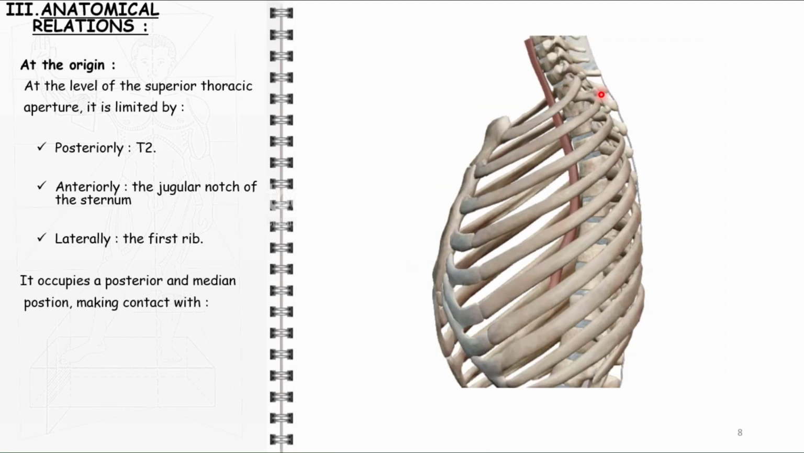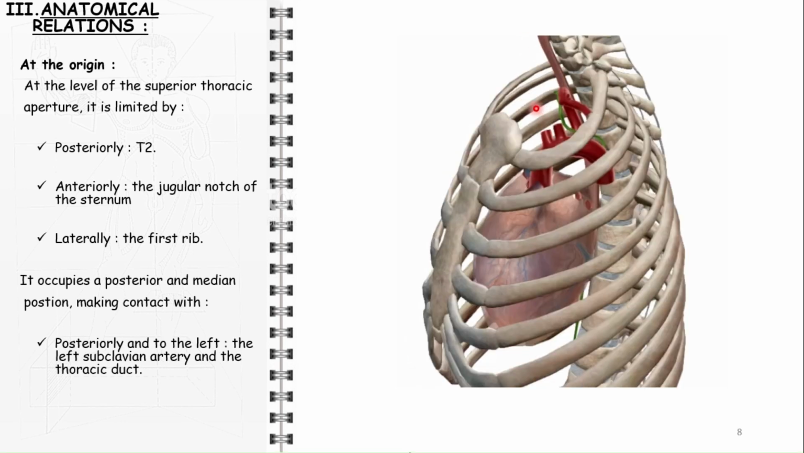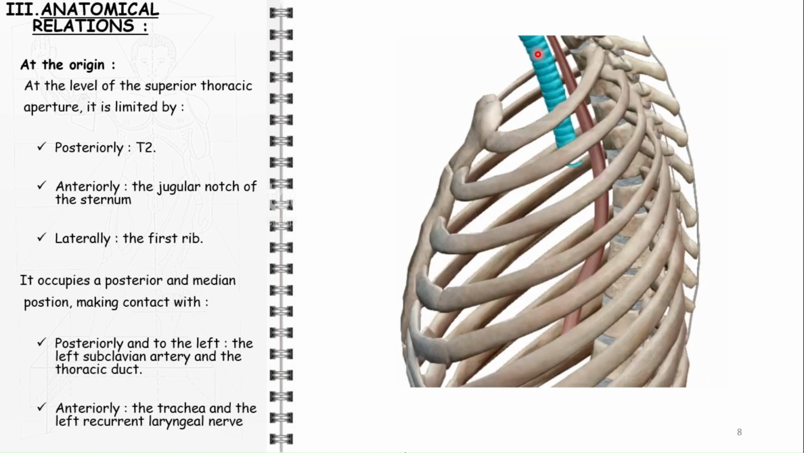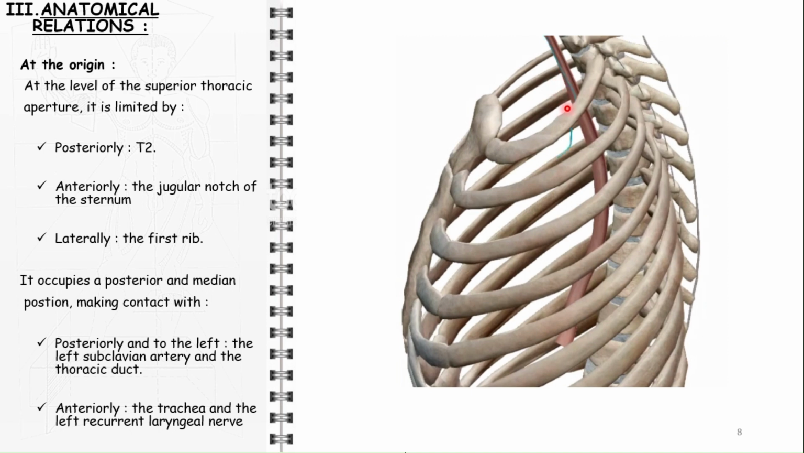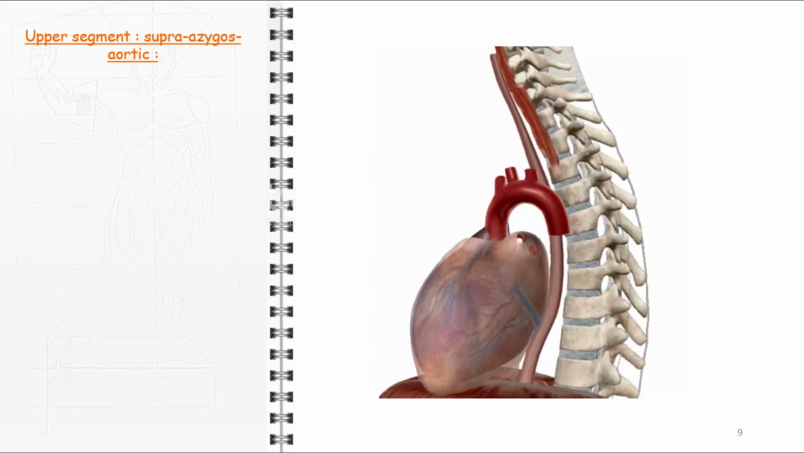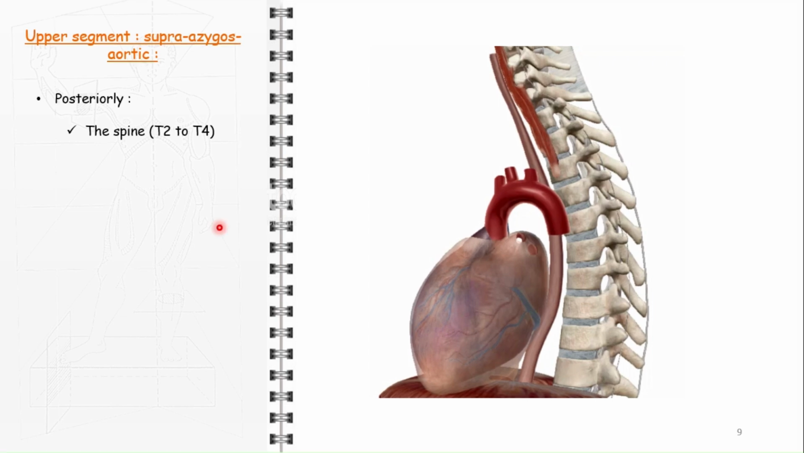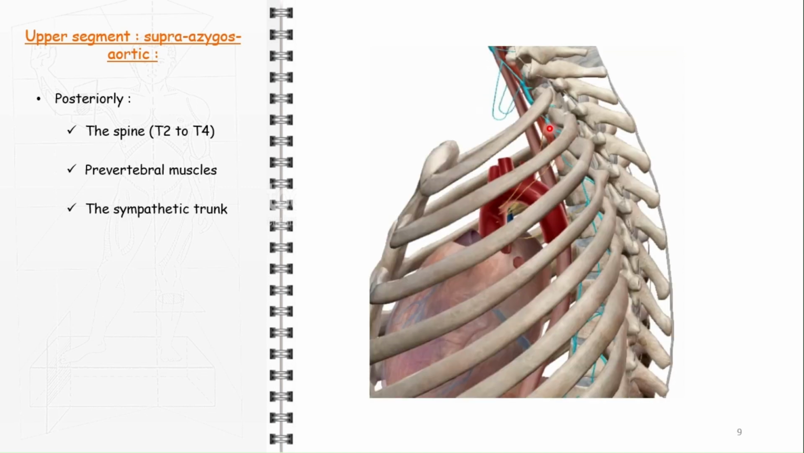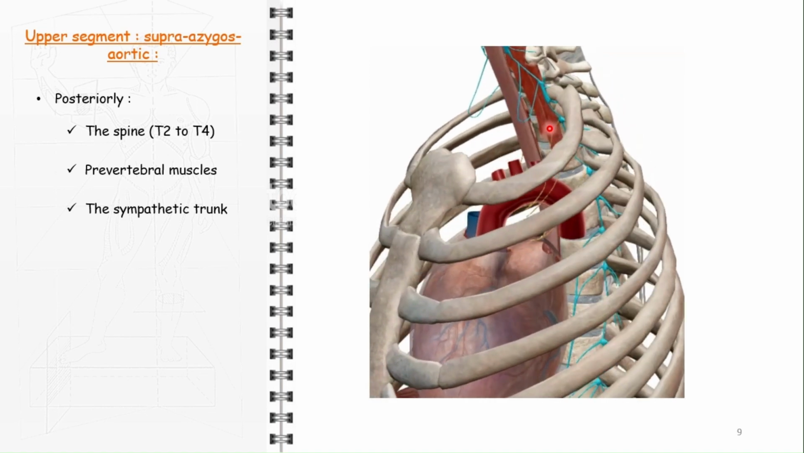It occupies a posterior and median position, making contact posteriorly and to the left with the subclavian artery and the thoracic duct; anteriorly, the trachea and the left recurrent laryngeal nerve; and laterally, the pleural domes. The anatomical relations of the thoracic esophagus at its upper segment are: posteriorly, the spine from T2 to T4, that is covered by the prevertebral muscles, and the sympathetic trunk, more externally, in front of the costovertebral joints.